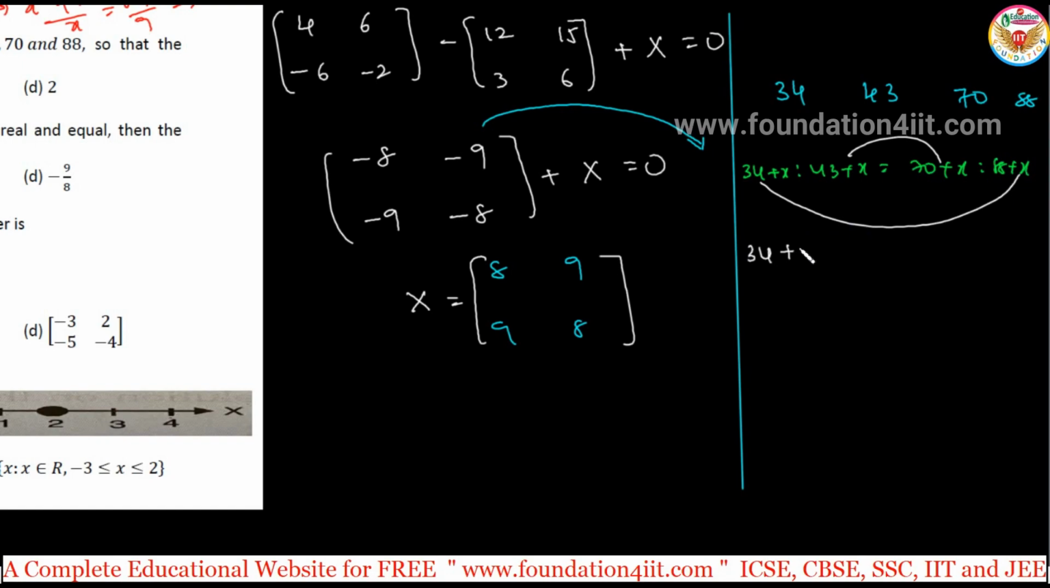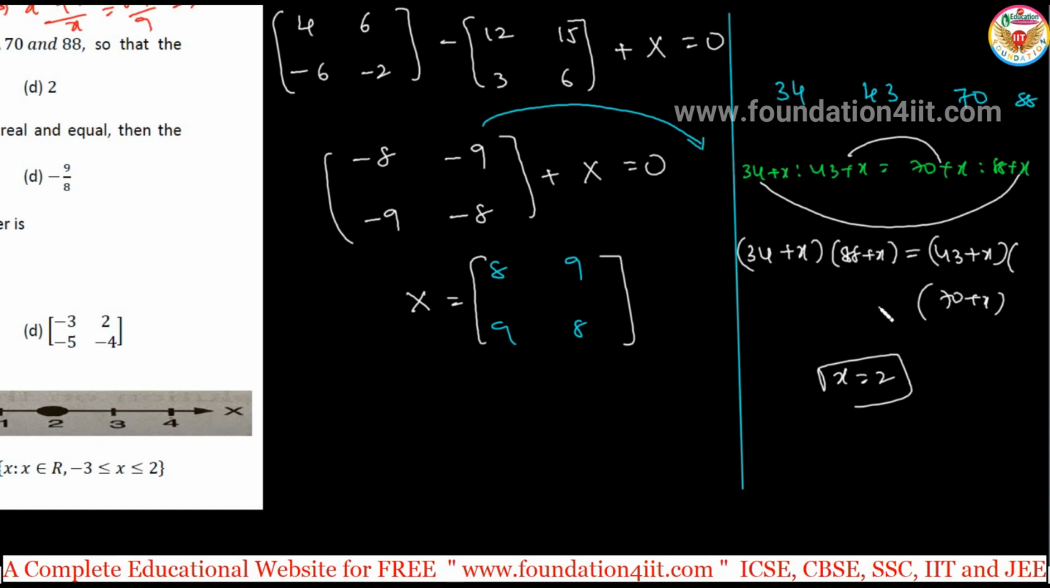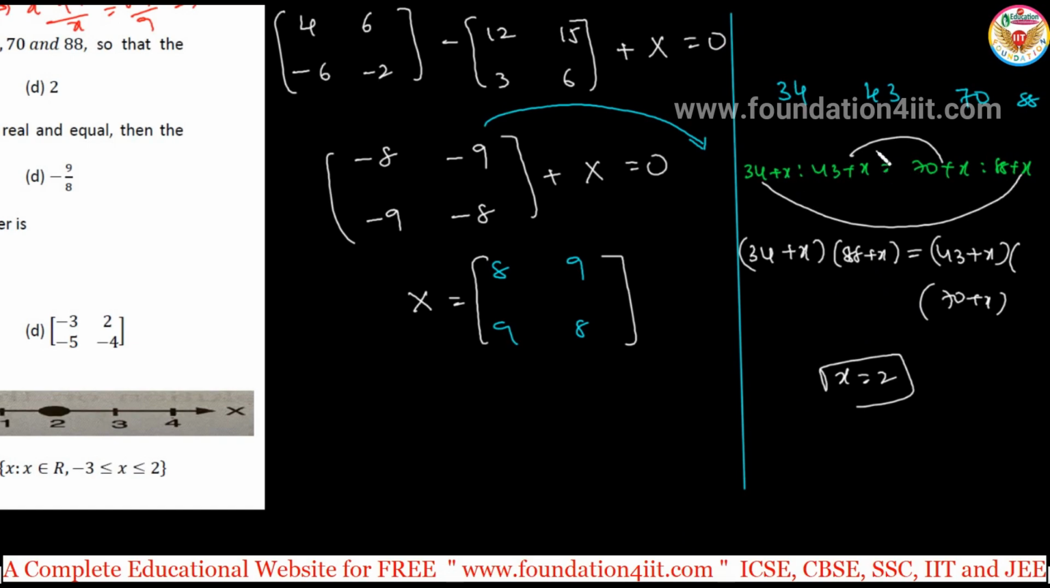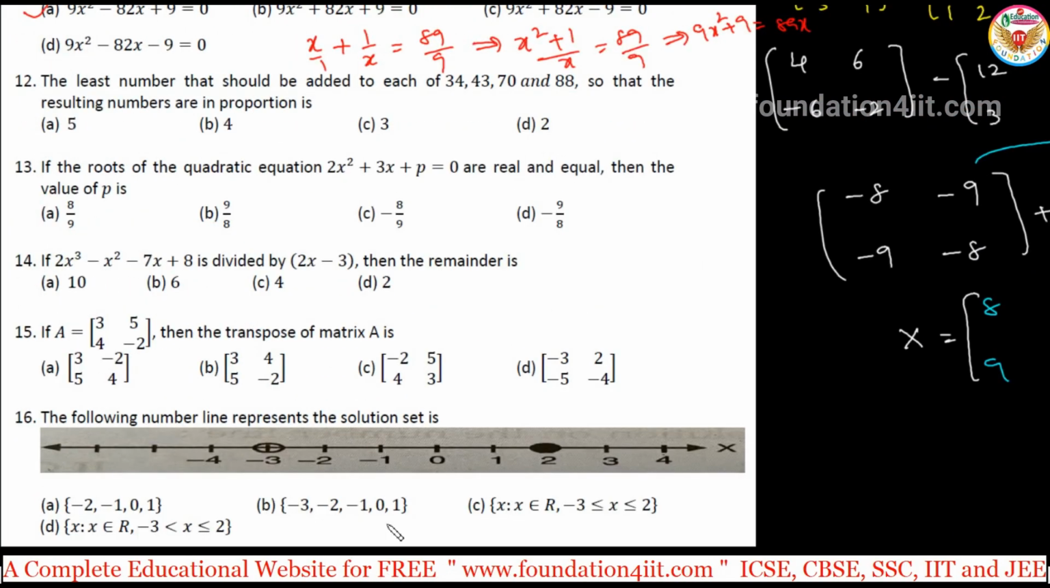So 34 plus x into 88 plus x is equal to 43 plus x into 70 plus x. Simplify both sides and then you can find the x value. So you'll get x is equal to 2 in this. Just do the calculation: multiply either sides and find the x value. So what number should be added means take x and make it a proportion. You'll get x is equal to 2, I just did. So 2 will be the answer.